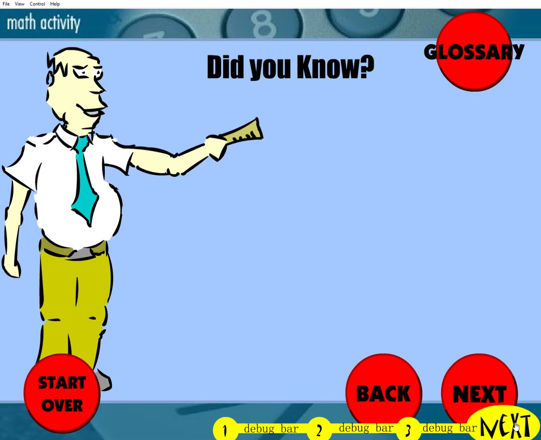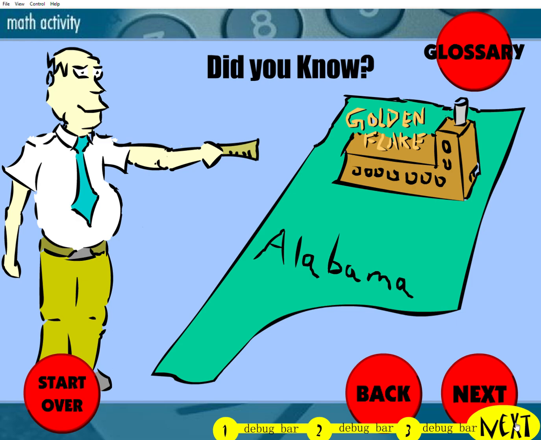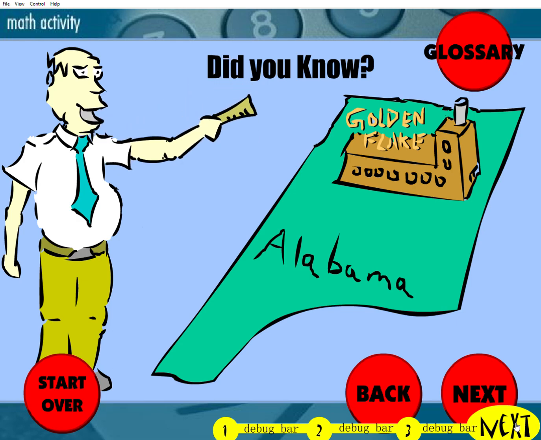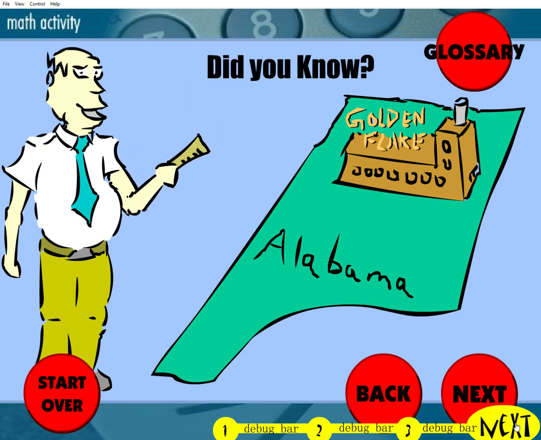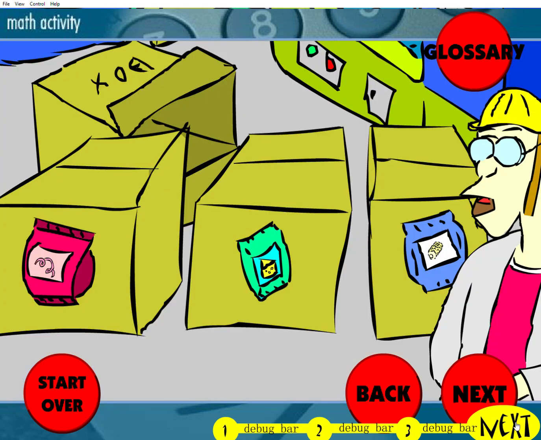Did you know that there's a potato chip factory in Alabama called Golden Flake? Their company has a motto, or a saying, that they try to live by. This motto is, "Do unto others as you would have them do unto you." When they follow this motto, they not only help others, but also become better people. You can follow the same motto in your lives, and you might find that it helps you out a lot. Try it out. Click.